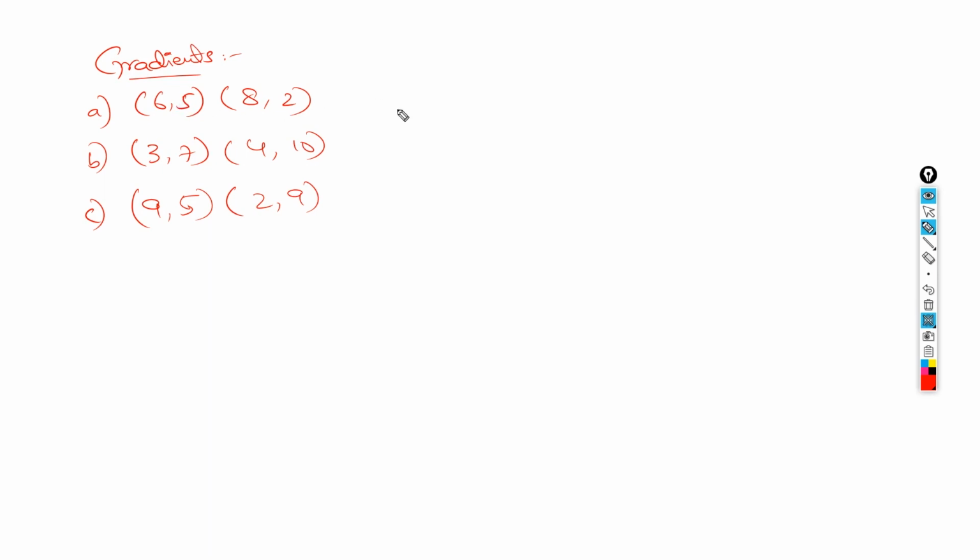So 6 and 5, 8 and 2. y2 minus y1, x2 minus x1. So y2 is 2, y1 is 5, over x2 is 8 minus 6. So I get negative 3 over 2. So negative 3 over 2 or negative 1.5 is my answer.